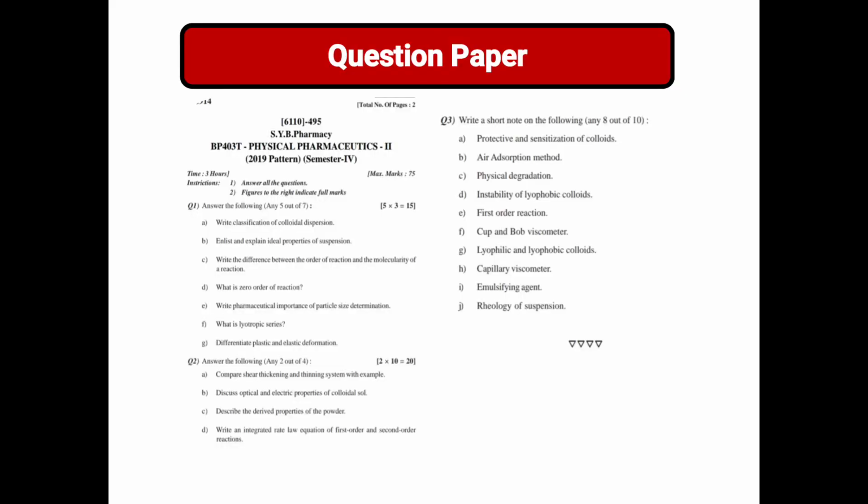So, questions asked in the Physical Pharmaceutics-II question paper. First question: write a classification of colloidal dispersion. Colloidal dispersion is classified based upon particle size, into coarse dispersion, colloidal dispersion, and molecular dispersion. Enlist and explain the properties of suspension. Ideal properties of suspension: does not form a hard cake.